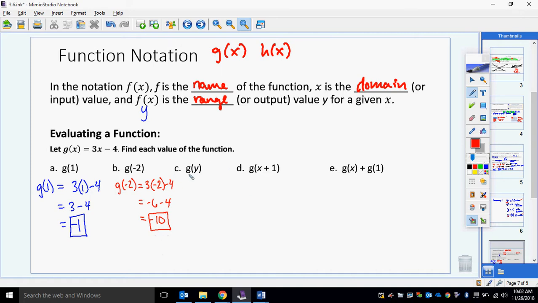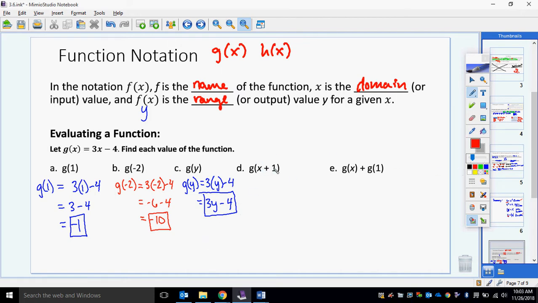Okay, what about this one, part C? It says g of y. So now what is it saying to do? It's saying, hey, y, I need you to input it wherever you see an x. So instead of plugging in a number, I'm plugging in y and simplifying. So 3 times y is just 3y, and then minus 4, there's nothing I can do there. I can't subtract, those aren't like terms. So my final answer is 3y minus 4.